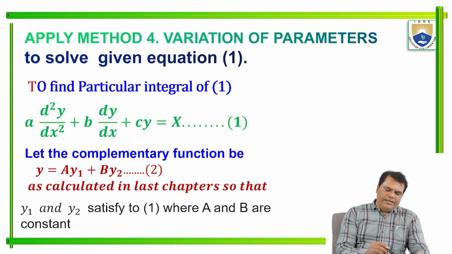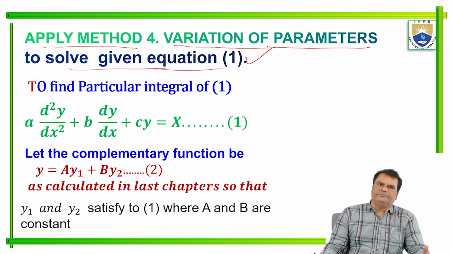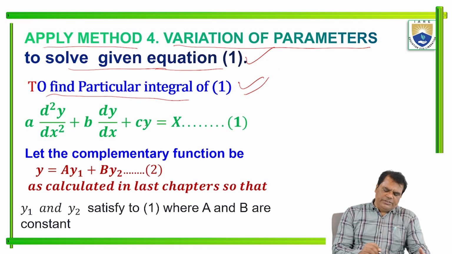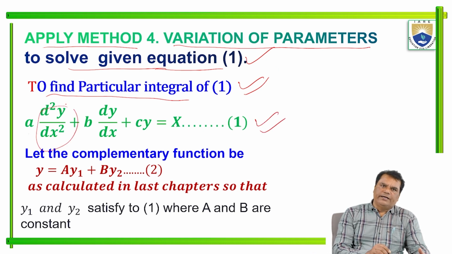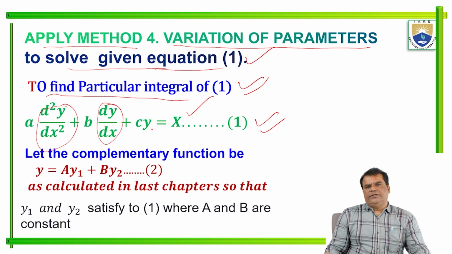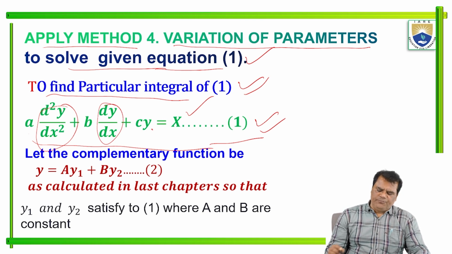Now, apply method 4, variation of parameters, to solve the given differential equation 1, to find the particular integral of 1. This is equation 1 here: a d2y over dx2 plus b dy over dx plus cy equals X. This is the general equation. Our question is of the same type as the given general equation 1. a, b, c may be functions, or a, b, c may be constants.